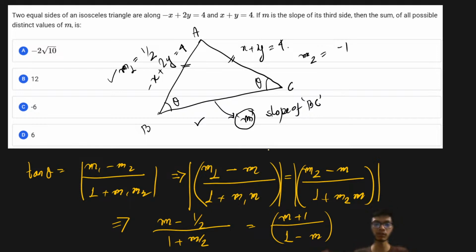So m is basically nothing but the slope of this line BC, right? So whatever roots are there for m, if I take the sum of the roots of m, that is what is basically asked, the sum of all possible distinct values of m. So I have a quadratic equation, so there will be only two distinct values of m, right? So from that, if you take the sum of the roots, it is going to come out as 6, right? So option D is going to be the correct answer for this particular problem. So the sum of the possible roots for m is going to be equal to 6.